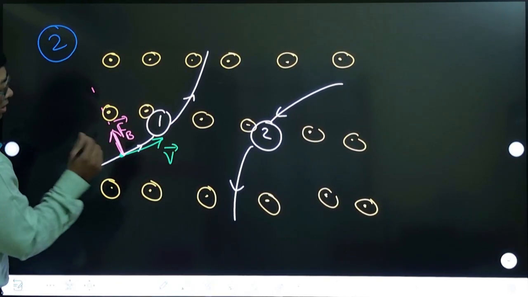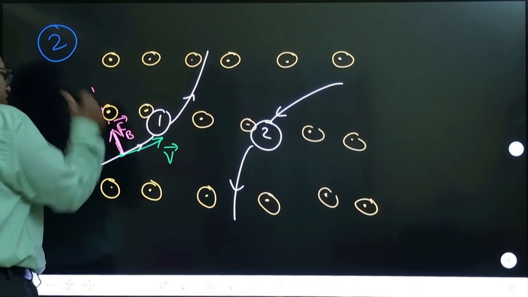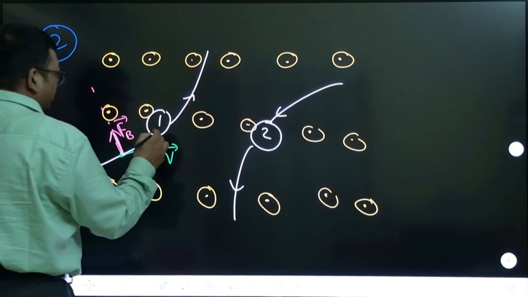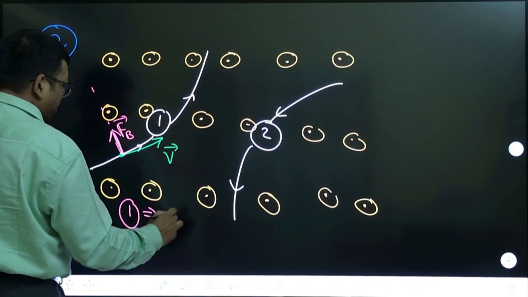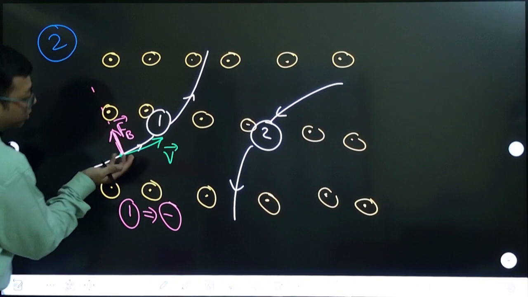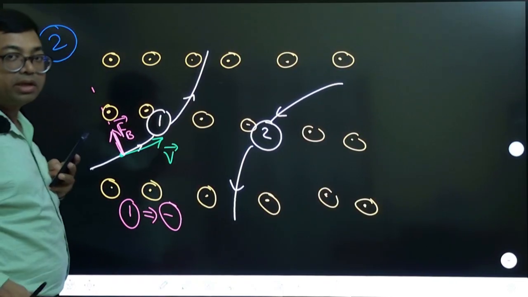B vector is coming out. So V cross B, if you do, it will come this way. So force is coming this way, which means the first charge must be a negative charge. Negative. Why? Because the force is opposite to V cross B, so this is a negative charge.